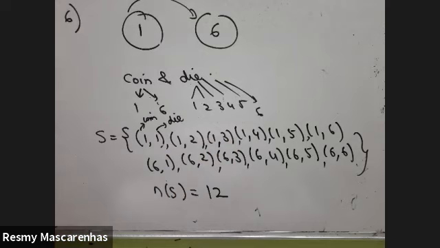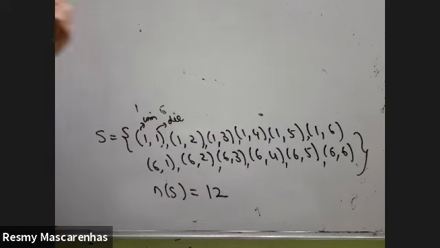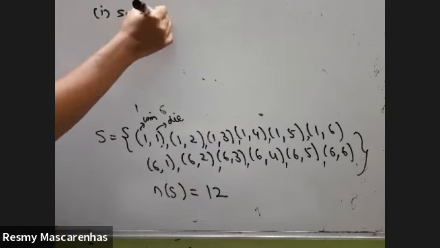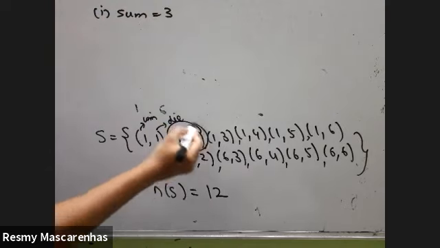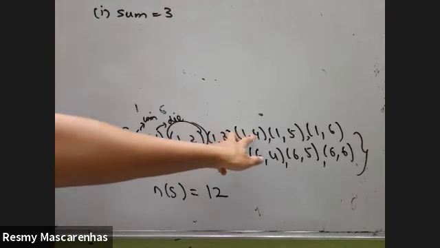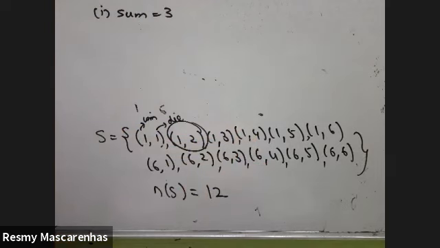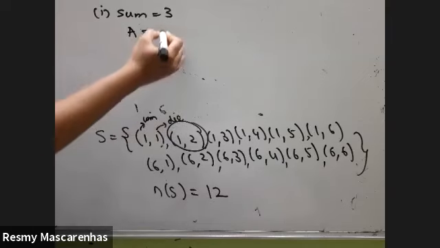Now find the probability that the sum of the numbers that turn up is 3. The first one says the sum should be equal to 3. So take only those pairs where, if you add, it becomes 3. If you notice, this is the only pair that adds up to 3. This gives you 2, this gives you 4, this gives you 5. So sum equal to 3 means, let us call it A, any letter you can use. That's the only pair.